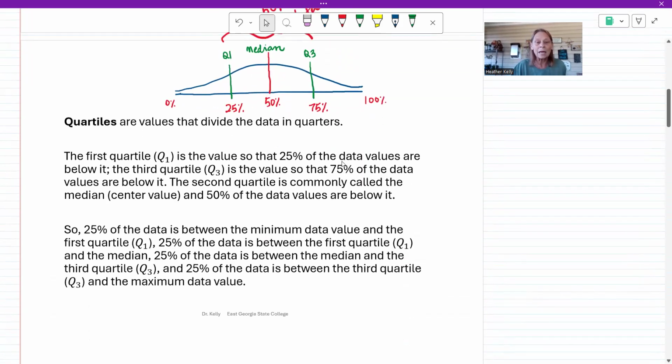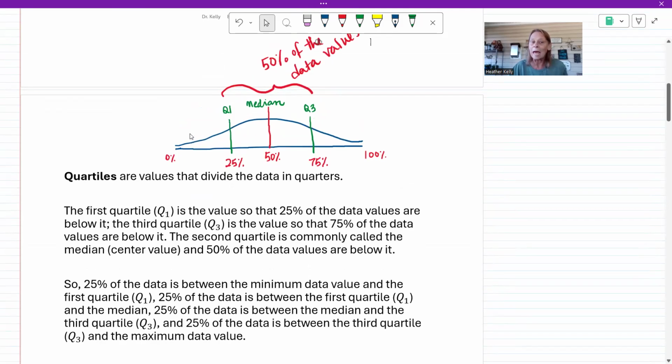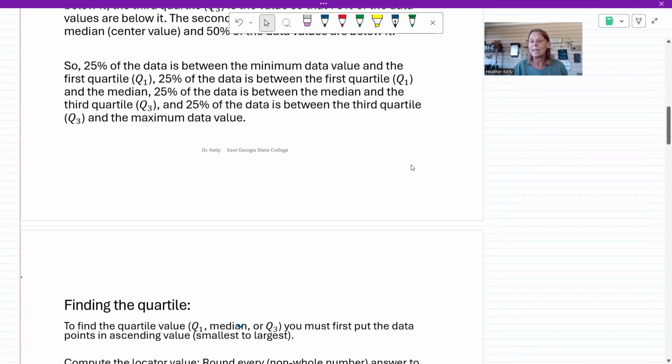So basically, the idea is that every little section between the barriers of the quartiles, the 25%, the 50%, the 75%, is worth 25%. So we could certainly say that 50% of the data is less than quartile 1 and greater than quartile 3, right? Because that would be here and here. Okay. All right. I think you get it. Let's get down to business. So finding the quartiles is very similar to finding the median.